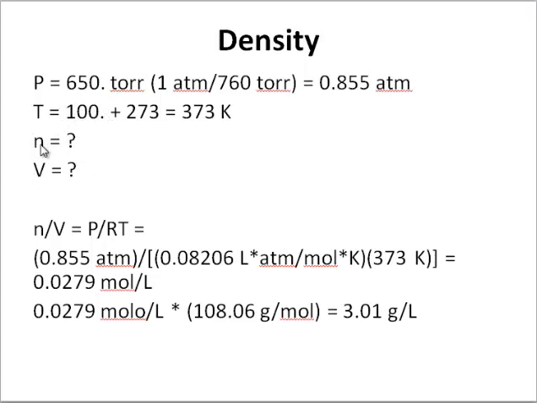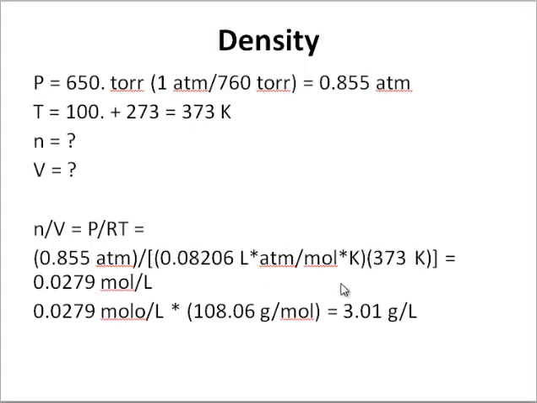n and V are unknown. We could solve for n over V. That's P over RT. This is moles per liter. Calculate it from P over RT. 0.855 divided by the gas constant, divided by 373 Kelvin.